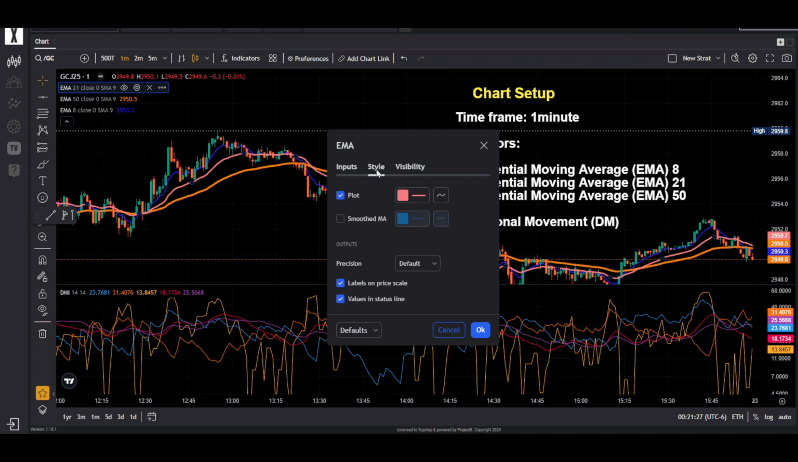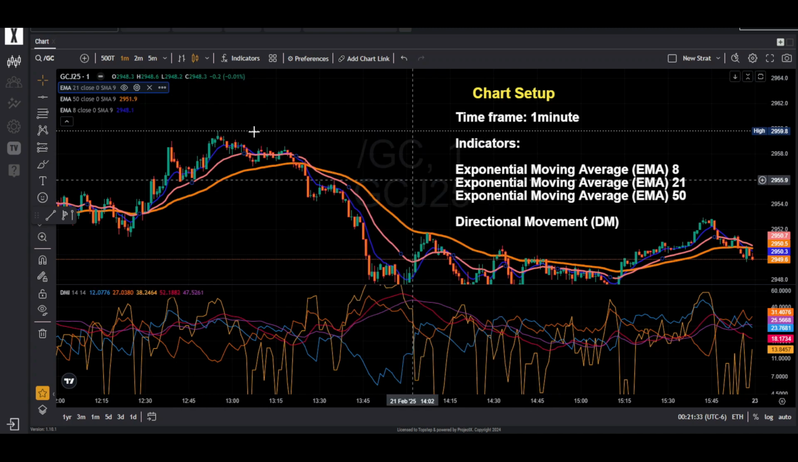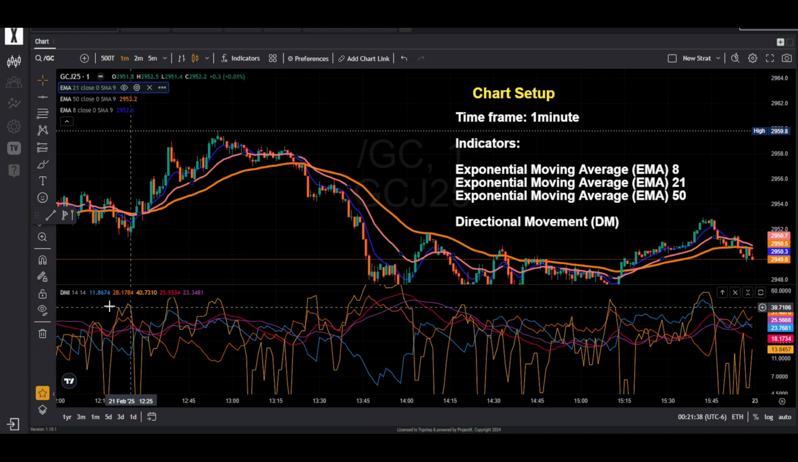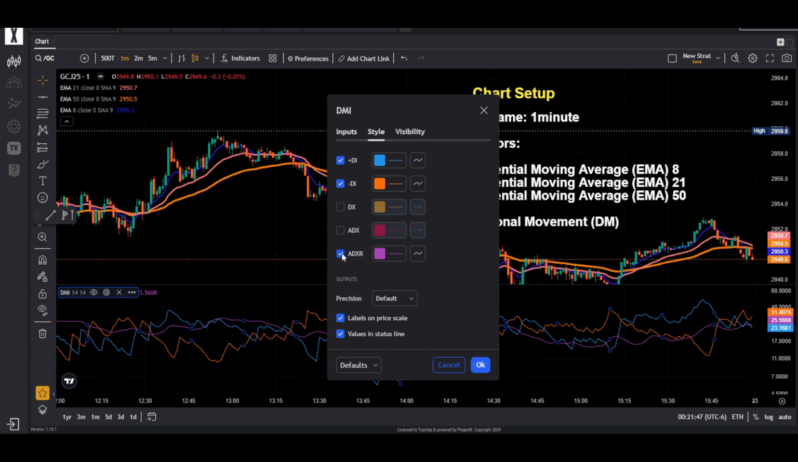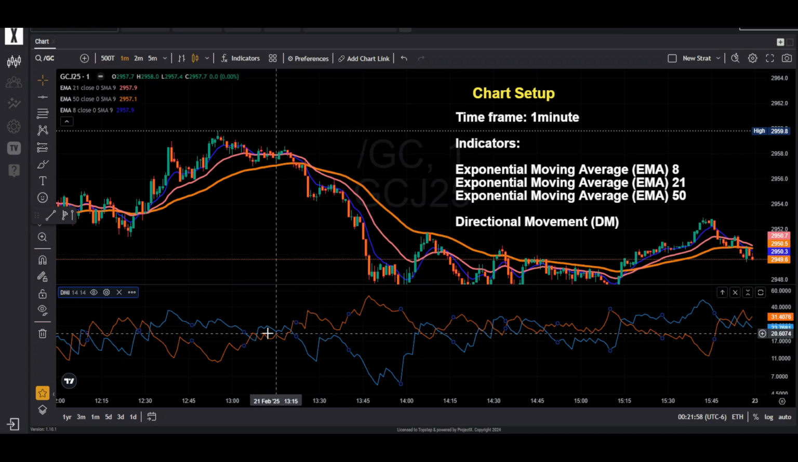And then click on Style. Under Plot, you can click on Color and Thickness. And once you're done, all EMAs are set up. Now we'll be setting up settings for DMI. All you have to do is click on Settings. You'll be unchecking DX, ADX, and ADXR. Only thing we are using is plus DI and minus DI. Under Inputs, I'm using default period 14. Click OK. So now it's a lot simpler.